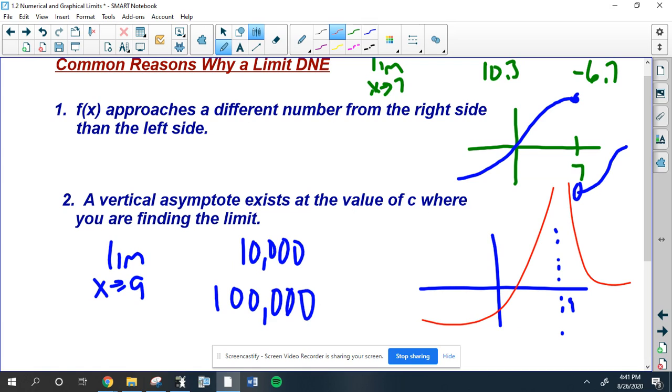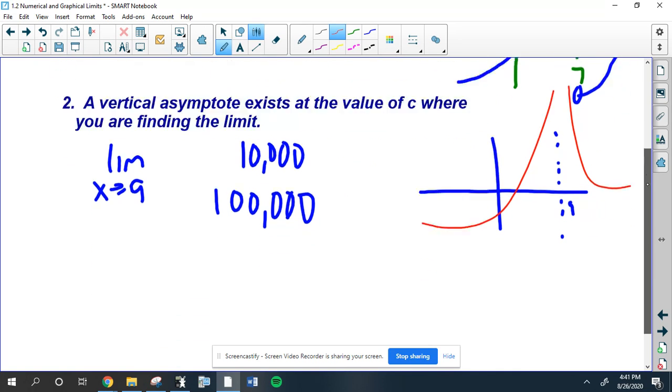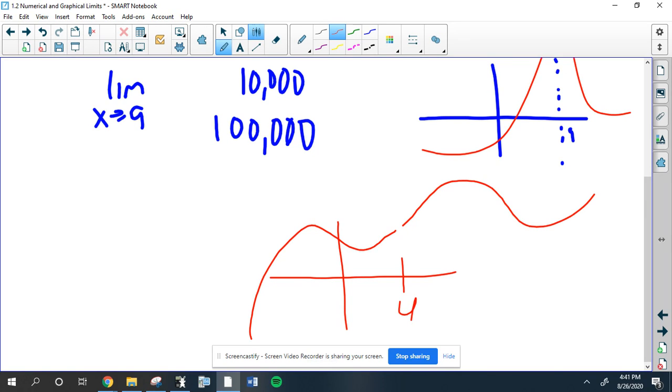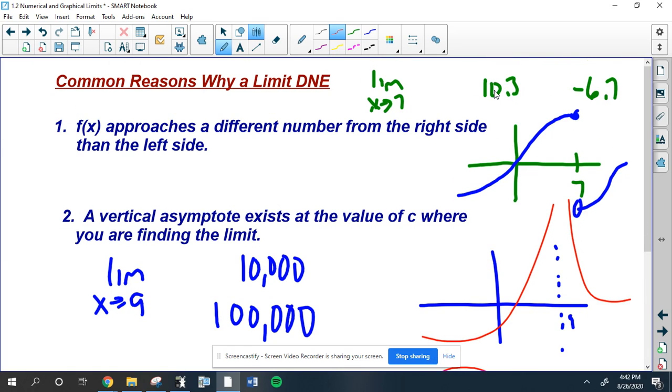One huge thing here. Notice that it says nothing about the function itself existing. And we learned that before. So say the function didn't exist at 4, but you got the same thing from the left and the right. Say this was 10. The limit here would be 10. So it doesn't matter if the function exists or not. So those are important points.